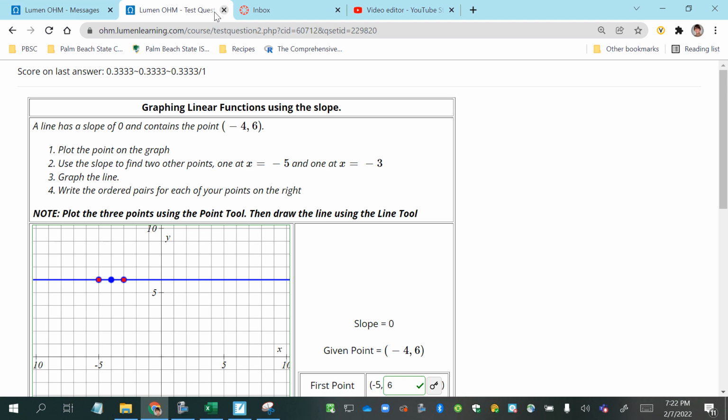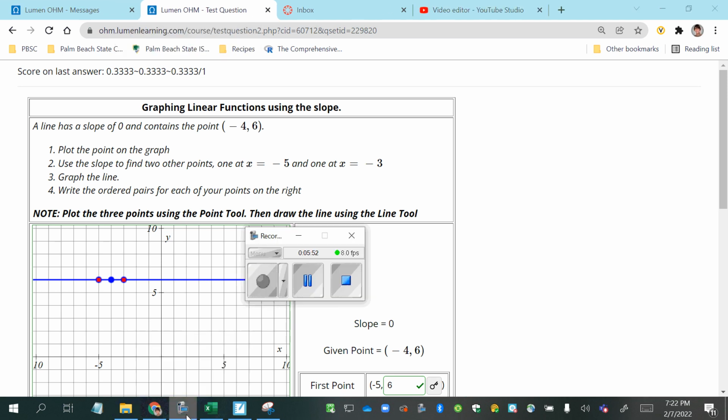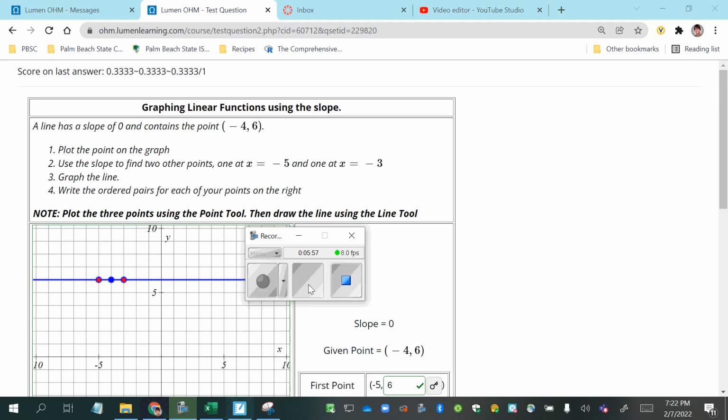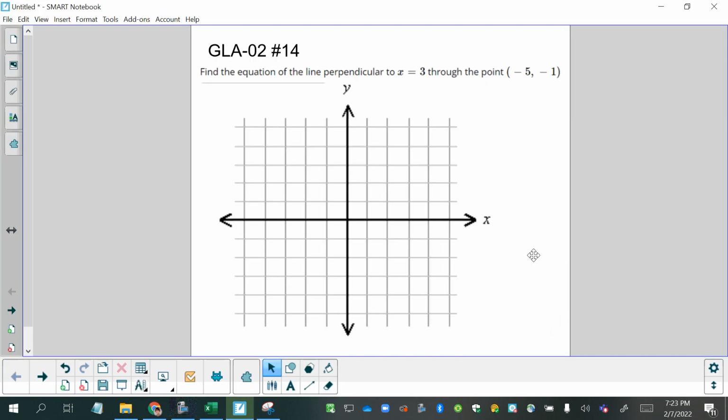All right, and then the other question that we needed to do that was missed before, let me go find that. Oh, I think I put it in here. Nope, I didn't. Let me pause. All right, and here is the third question from GLA-02, number 14.